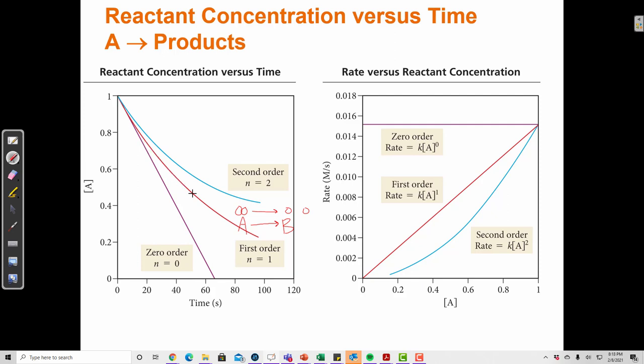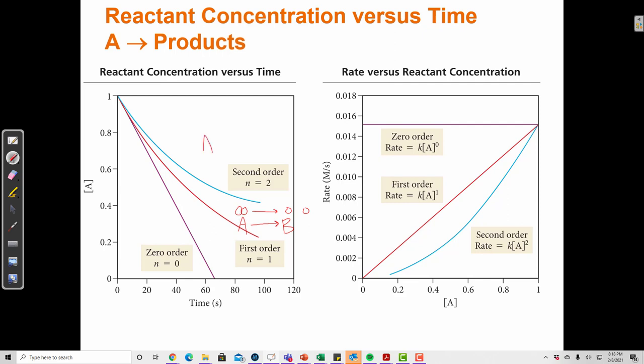And then as I get less and less A, now the likelihood that that bond is going to break is lower because I have less of it. And eventually when I get down here to only a few particles left, on average, it takes a lot longer to break one of those bonds. When I have a lot of bonds, on average, there's a lot of them broken every moment. And when I have fewer bonds, on average, there's less of them broken every moment. So that's how a first order reaction works.